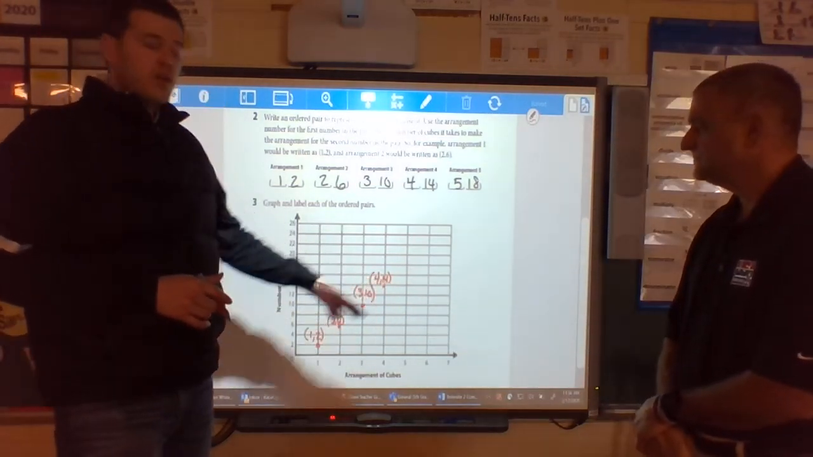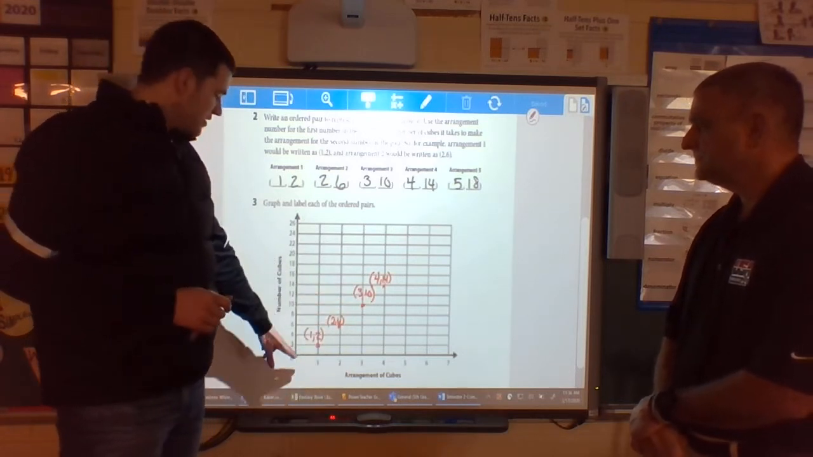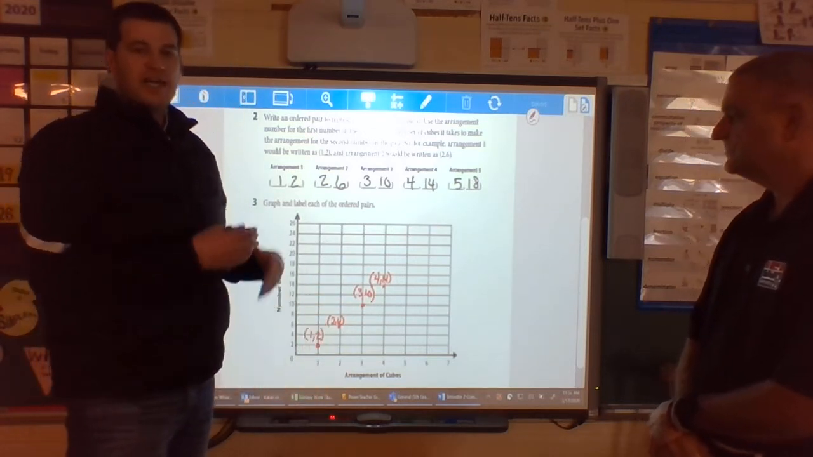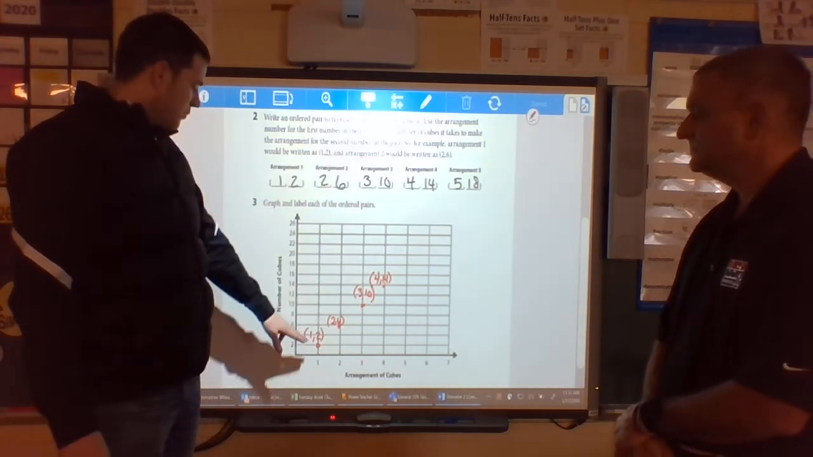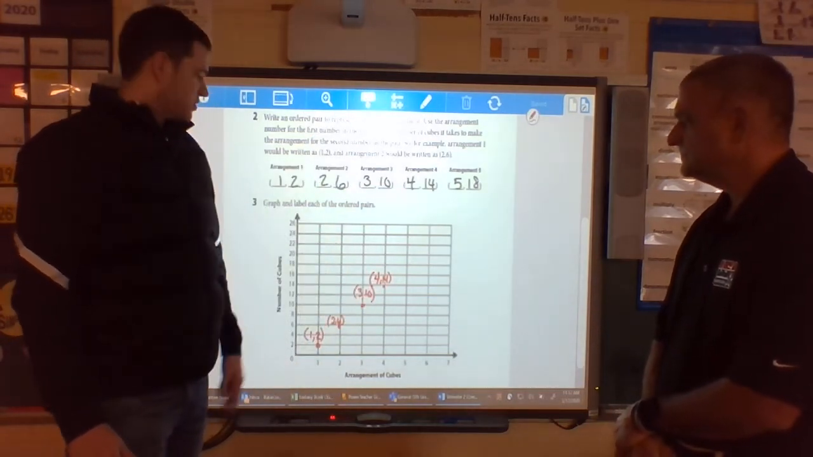Okay, and one thing that some of you might want to do right now is start connecting this with a line. We're not connecting it with a line because there is no 1.5 arrangement. A line indicates that there are numbers along that, but we are just putting individual coordinate points along here.